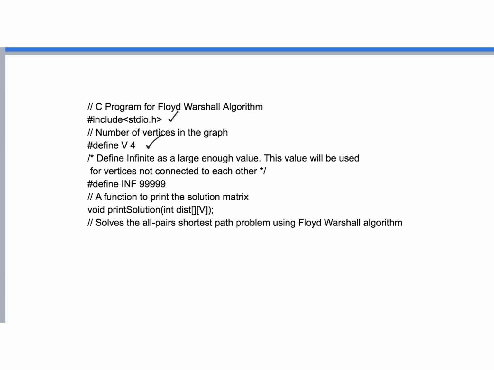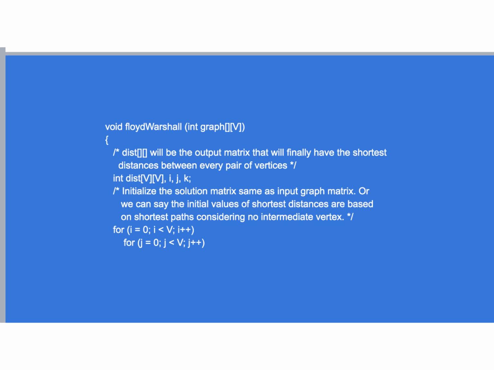So we're going to have the print solution. The solution is going to be the distance. So it solves the all pairs shortest path problem. So we have the function floydWarshall, which will be our main function. The dist will be the output matrix, and it will have the shortest distances between every pair of vertices. So we have dist[V][V], and i, j, and k.